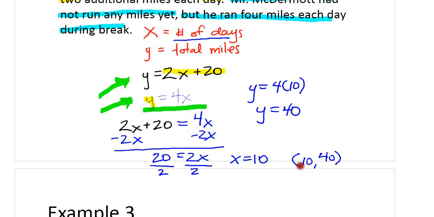Now let me interpret what this ordered pair means. So we found that our solution here is (10, 40). And if x is equal to the number of days, so after 10 days, y is equal to the total miles, they will both have run 40 miles. And that's where they have run the same amount of miles each day.